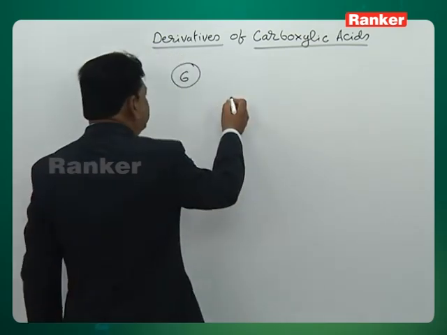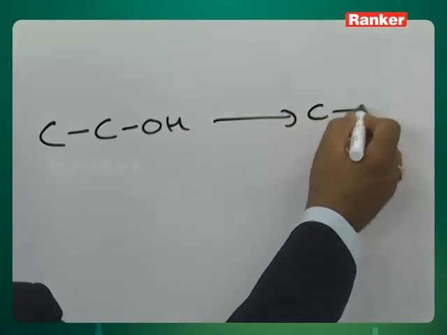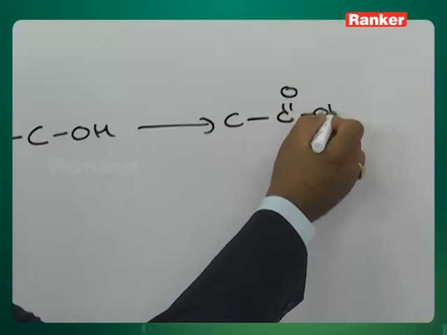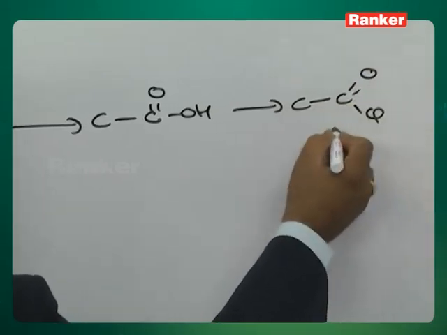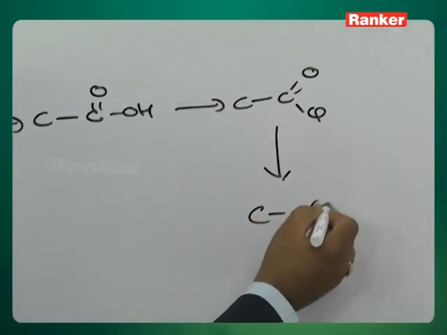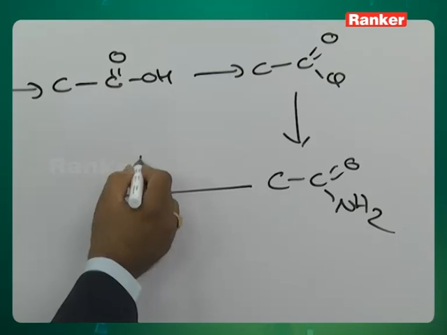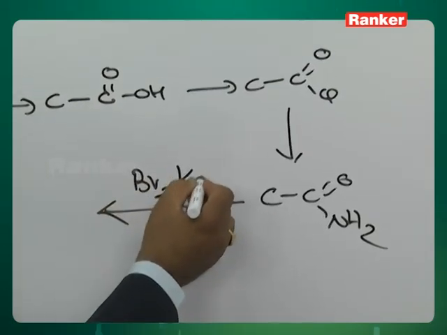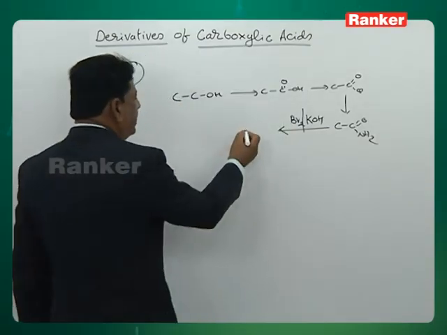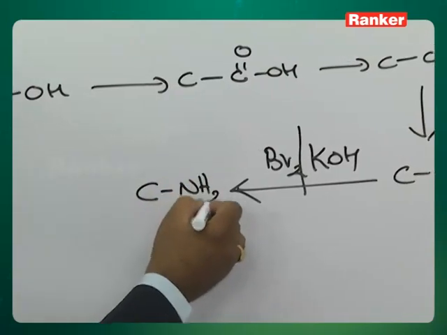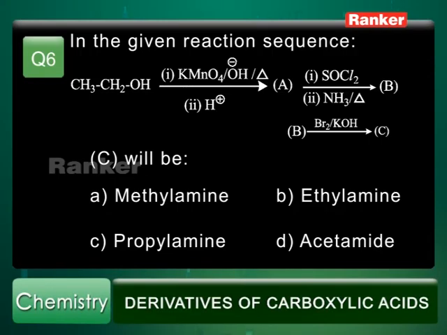In this reaction sequence, ethyl alcohol is oxidized to give acetic acid. Then subsequently with thionyl chloride it becomes acetyl chloride. Acetyl chloride with ammonia gives acetamide. Acetamide undergoes a named reaction with bromine and KOH, a popular reaction called the Hofmann bromamide reaction. The final answer, compound C, is methylamine. A is the right option.